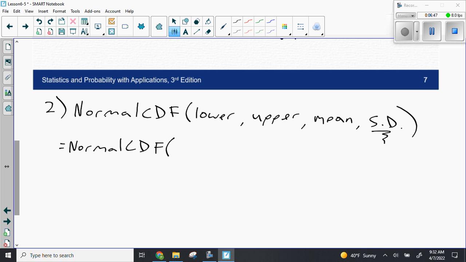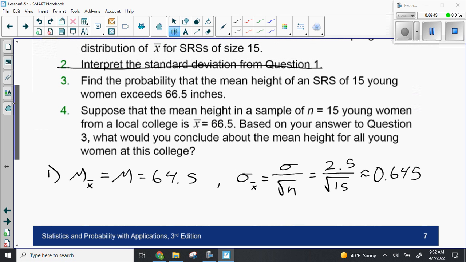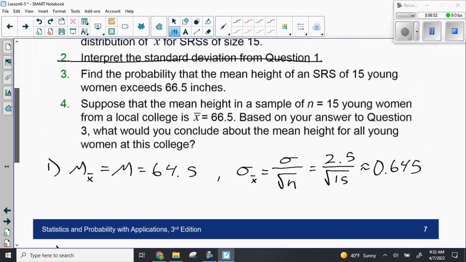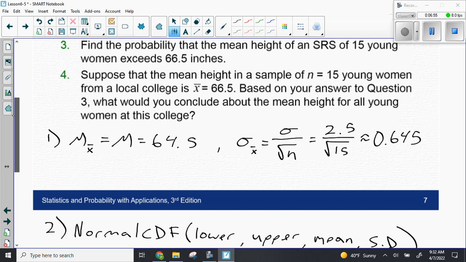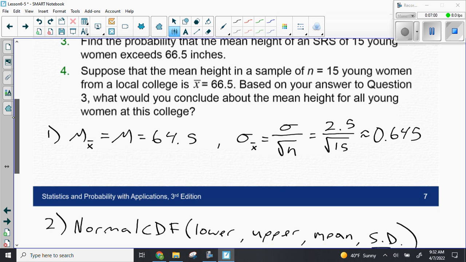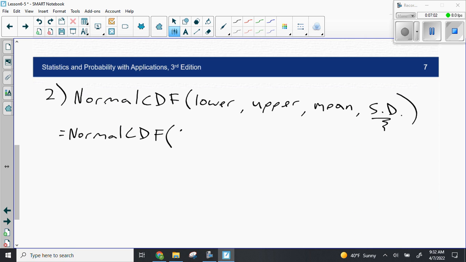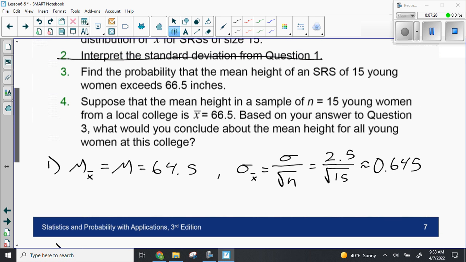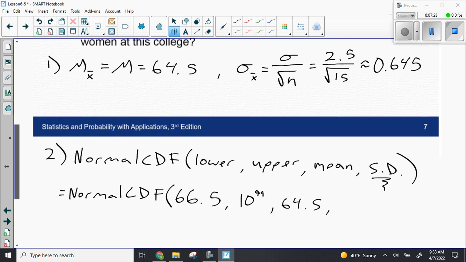So in this case, normal CDF. What are you looking for? We're looking for the probability that it exceeds 66.5 inches, so it can't be less than that. We're looking for the probability that it's over 66.5, so that's going to be our lower bound. Our upper bound, I'll put as some big old number. My mean was 64.5, and we calculated the standard deviation of the sampling distribution of the sample mean, which turned out to be 0.645.